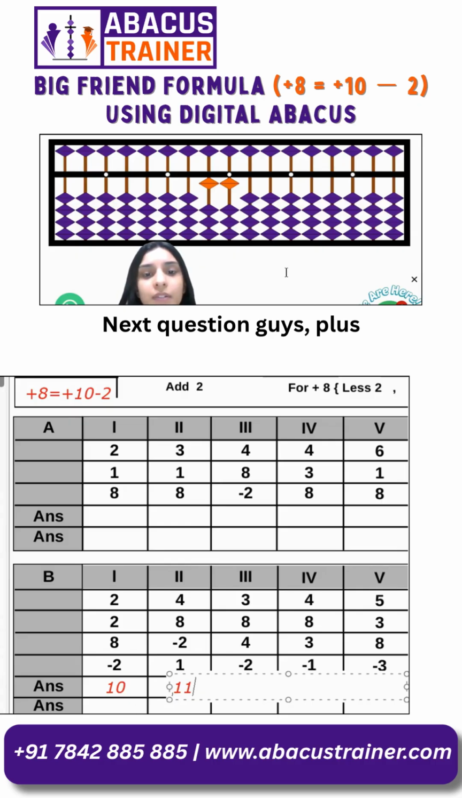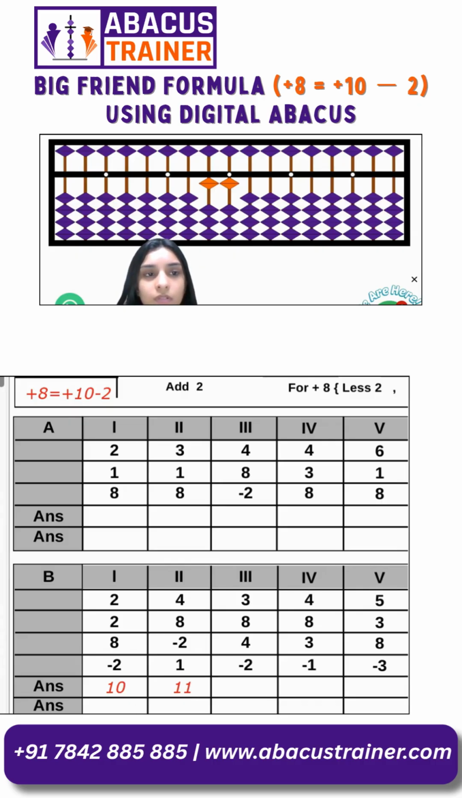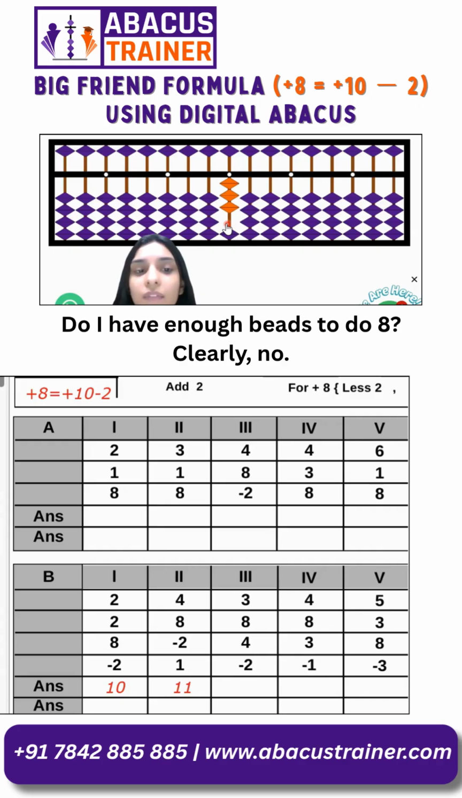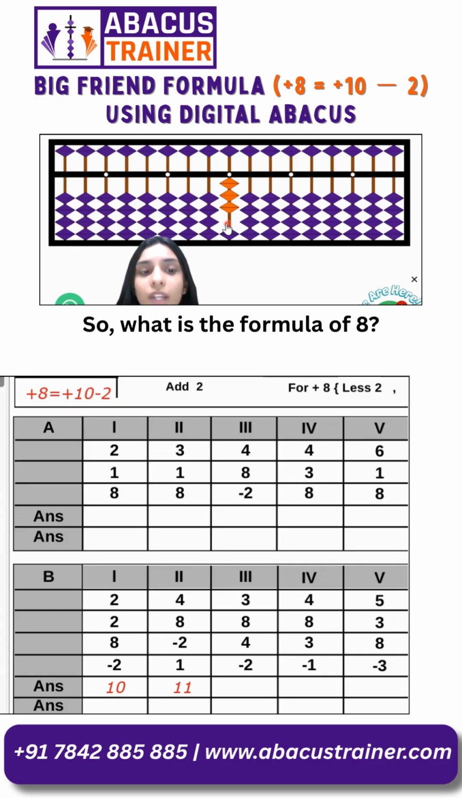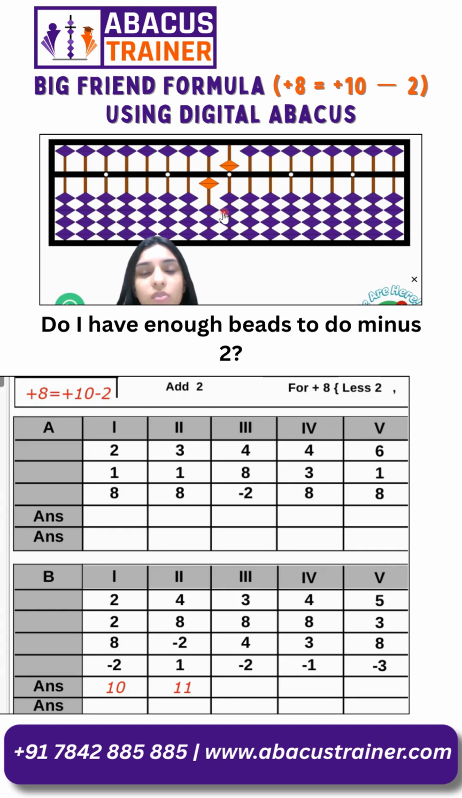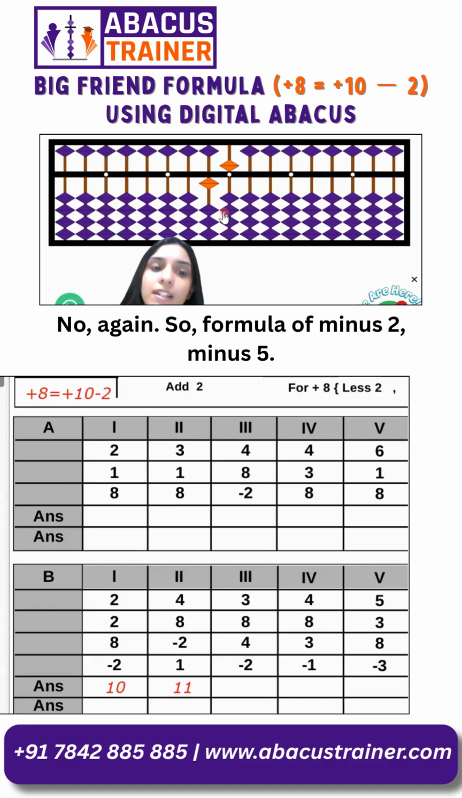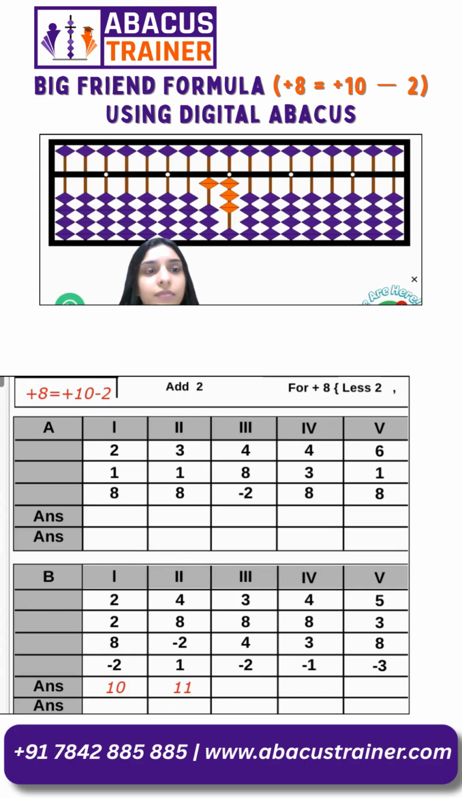Next question, guys. Plus 3 plus 8. Do I have enough beats to do 8? Clearly, no. So, what is the formula of 8? Plus 10 minus 2. Then plus 4. Do I have enough beats to do 4? No. So, formula of 4 plus 5 minus 1. Then I have to do minus 2. Do I have enough beats to do minus 2? No again. So, formula of minus 2 minus 5 plus 3. My answer is 13.